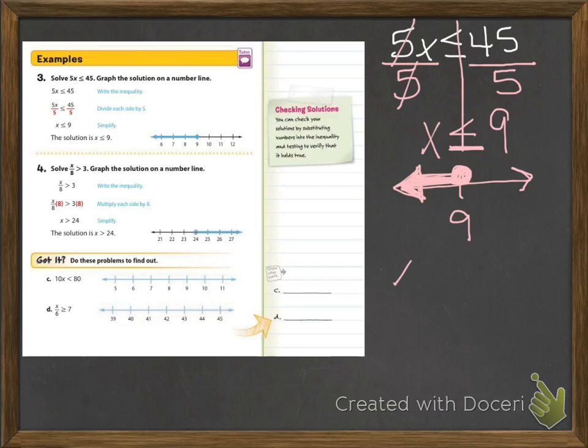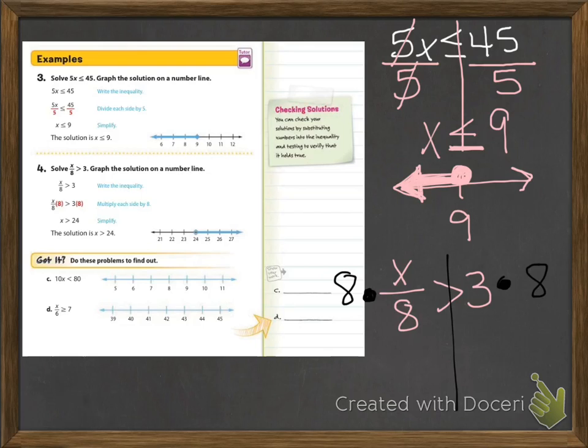Example 4 reads x divided by 8 is greater than 3. So the way that you would go about showing these is, remember, the inverse operation of divide is to multiply. So you're going to show me a multiplication dot right next to the x divided by 8, like I showed you there, and you're going to put an 8 on this side, multiplication dot, 8 on the other side.